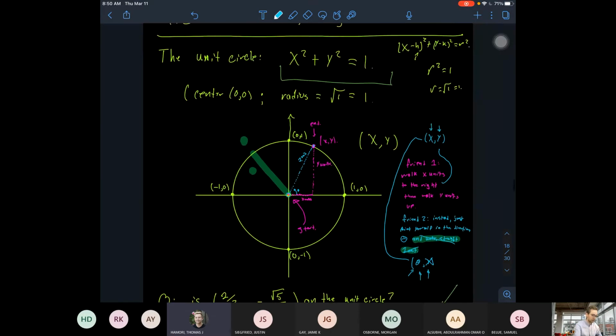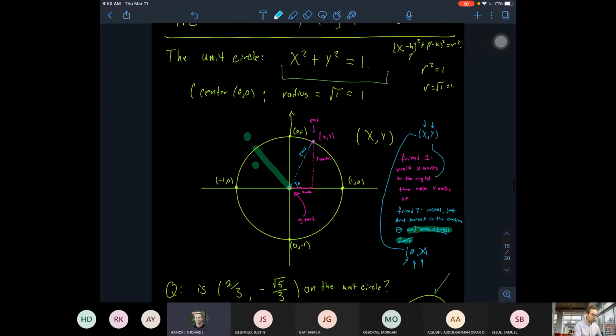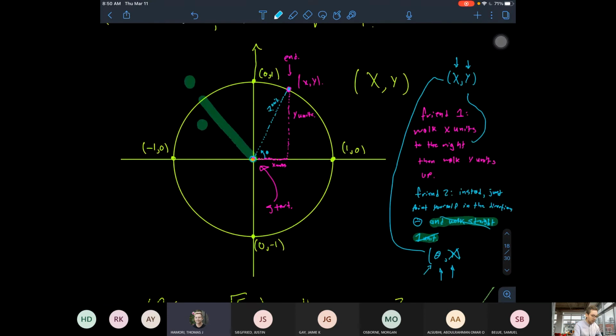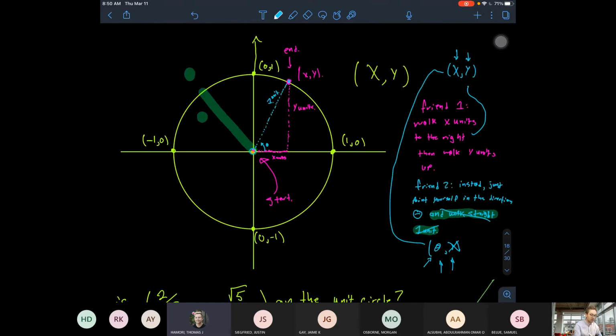So that's what we're trying to reconcile here. If friend 2 gives me the directions to turn theta degrees and then walk 1 unit, can I formulate the instructions that friend 1 would have given me in order to get to that point? And likewise, if friend 1 gives me these complicated directions x comma y, can I find the angle theta which will allow friend 2 to give me these more simplified instructions?